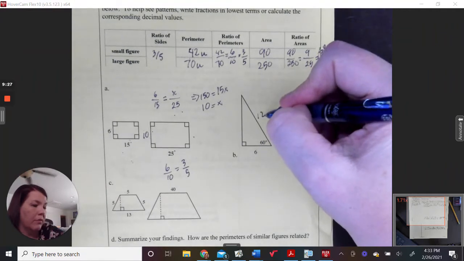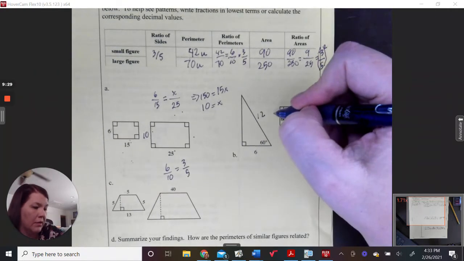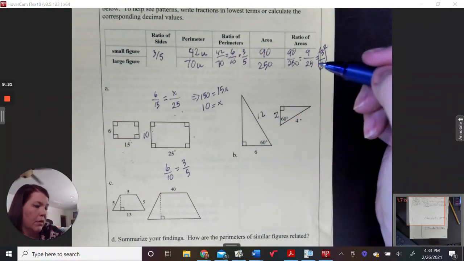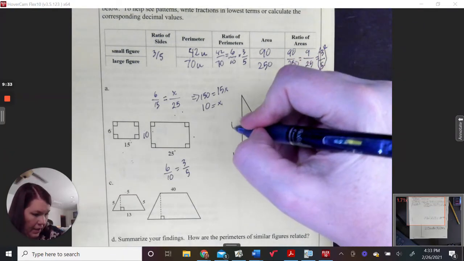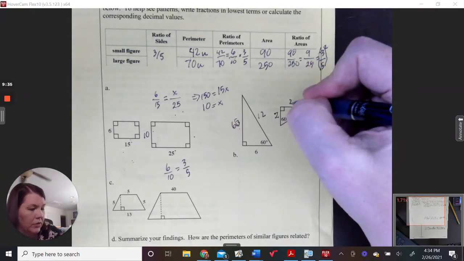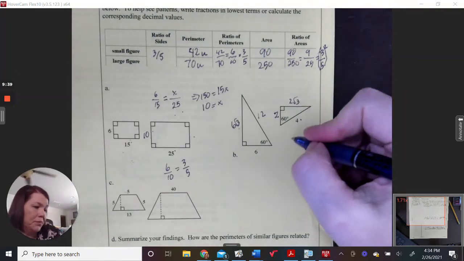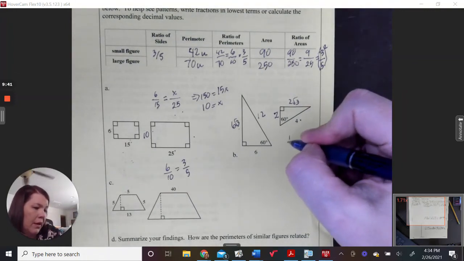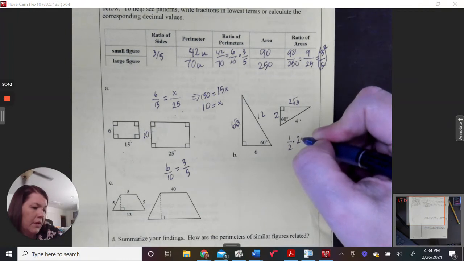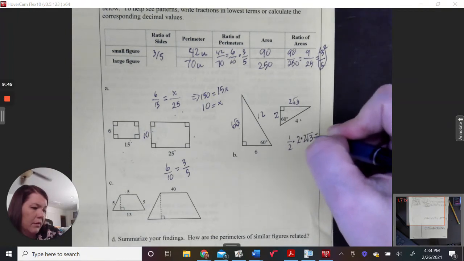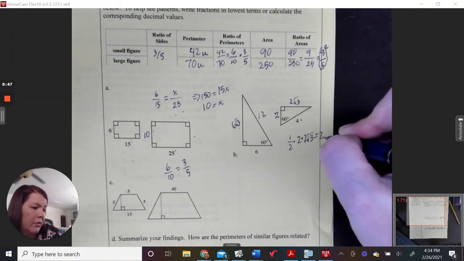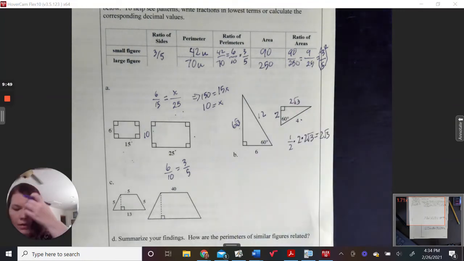Area small is going to be 1/2 base times height, which is 2 radical 3. Area large is going to be 6 times 6 radical 3, 1/2, 3 times 6, 18 radical 3.